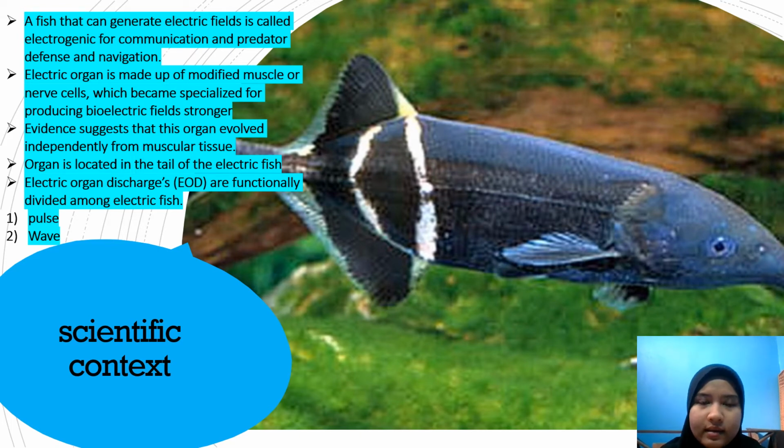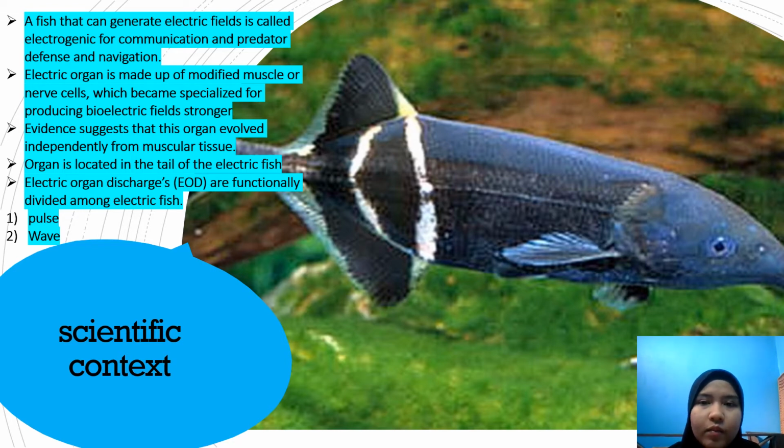Scientific context. A fish that can generate an electric field is called electrogenic. Producing electricity is for communication, predator defense, and navigation. Weakly electric fish species can be found both in the ocean and in freshwater rivers of Africa. Electric fish produce their electric fields from a specialized structure called the electric organ.